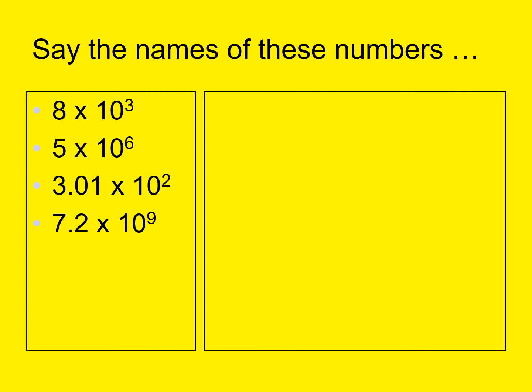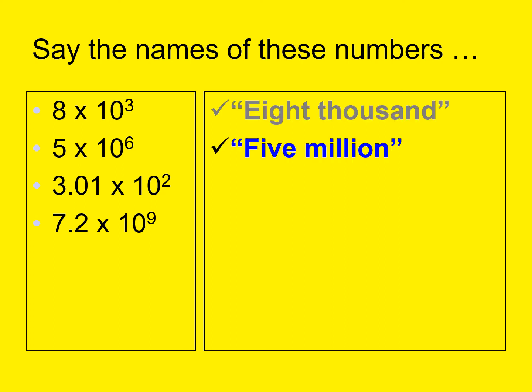Here are a few example problems. Why don't you pause the video, write these down, and see if you can say their names, and then I will show you the results. So 8 times 10 to the third power could be read as 8,000. 5 times 10 to the 6th could be read as 5 million.